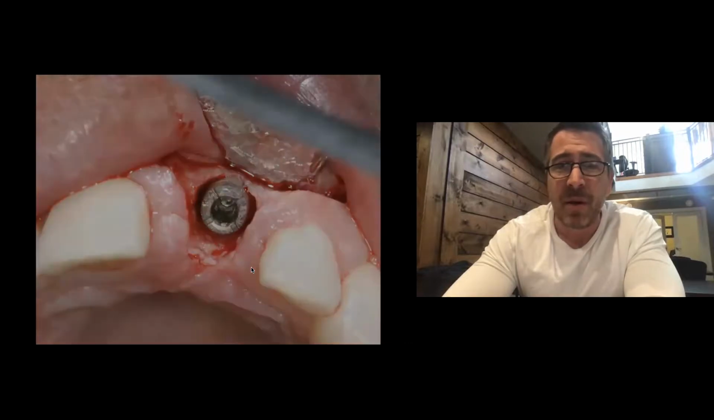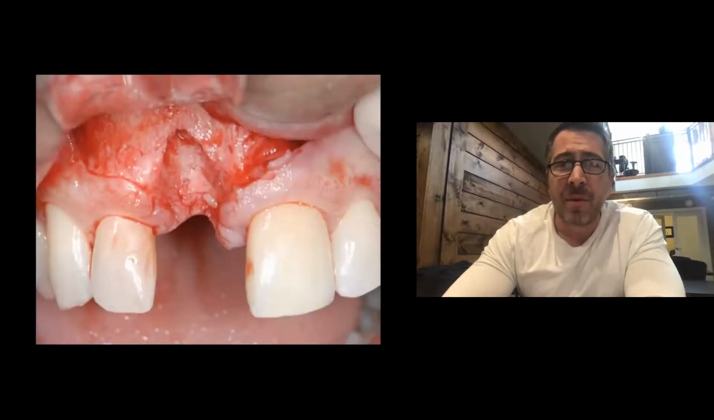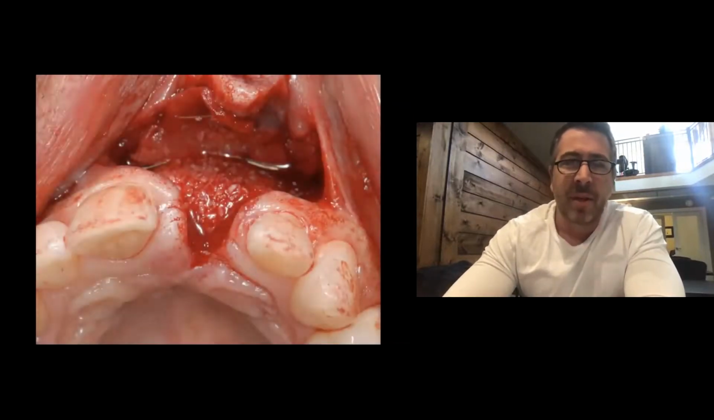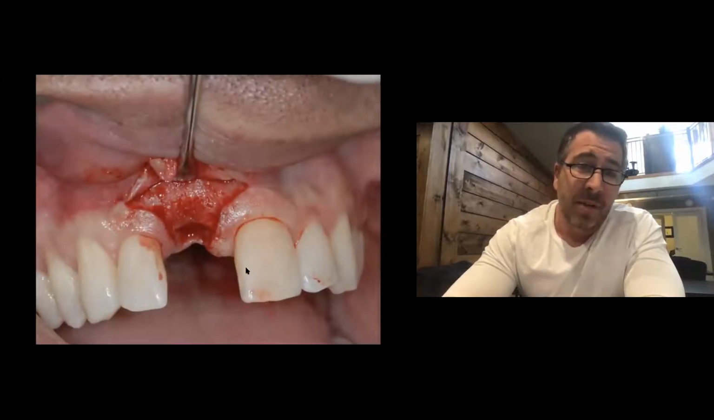That was done with a piezo. And then once the implant is removed, we need to reconstruct the deficiency that we have. So we did a little bit of bone grafting, a little bit of perioderm grafting. We reconstructed the ridge to the best of our abilities. And this is the re-entry at, I think, 6 months later.